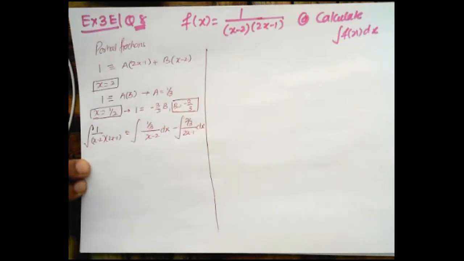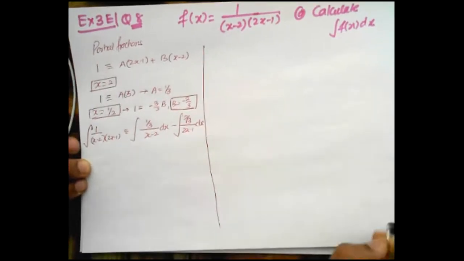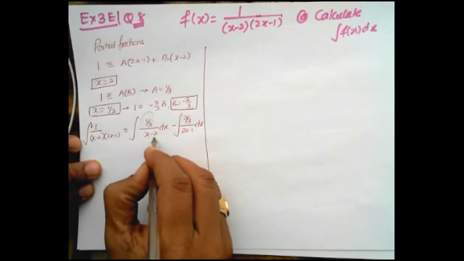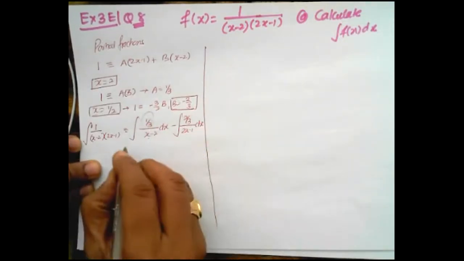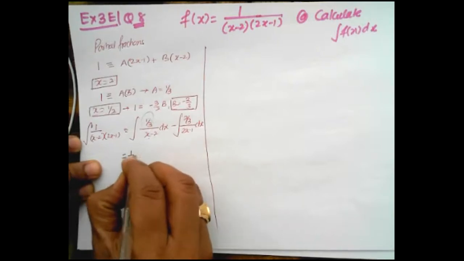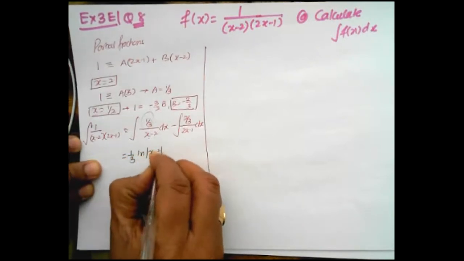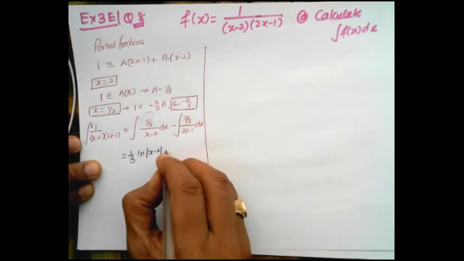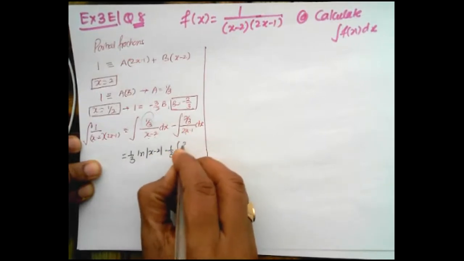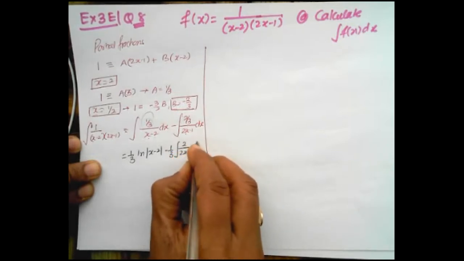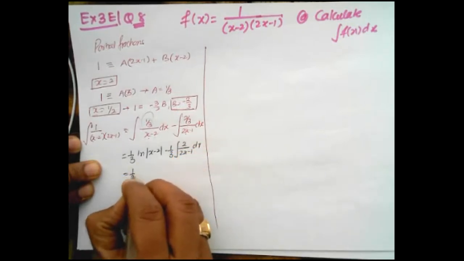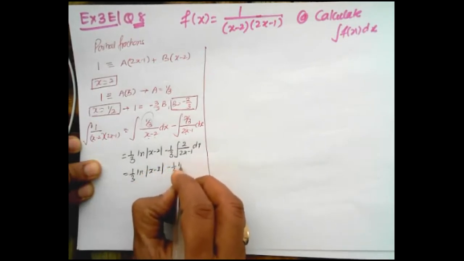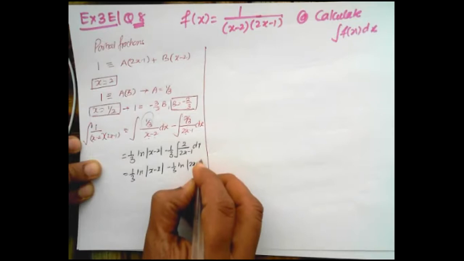All right, so these are my partial fractions. Now we're looking at the integration. So obviously this comes out. The differentiation of this is 1, so that's sorted. This is equal to 1/3 ln (x minus 2). The differentiation of this is 2, so this will be 1/3 times 2 over (2x minus 1). So that gives you 1/3 ln (x minus 2) minus 1/3 ln (2x minus 1).